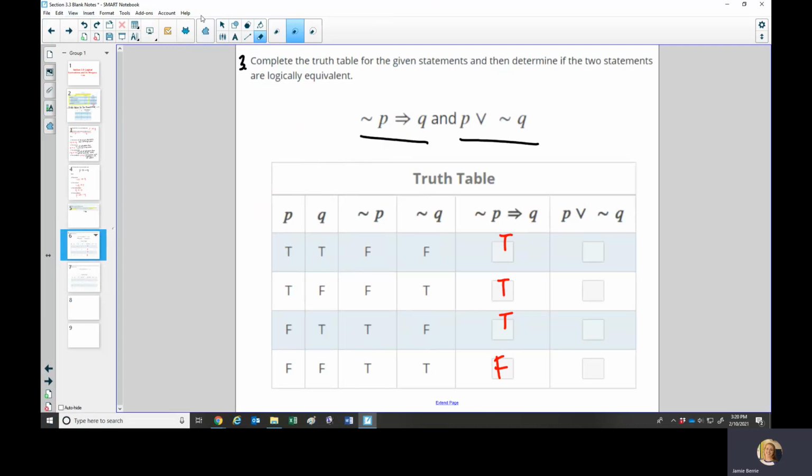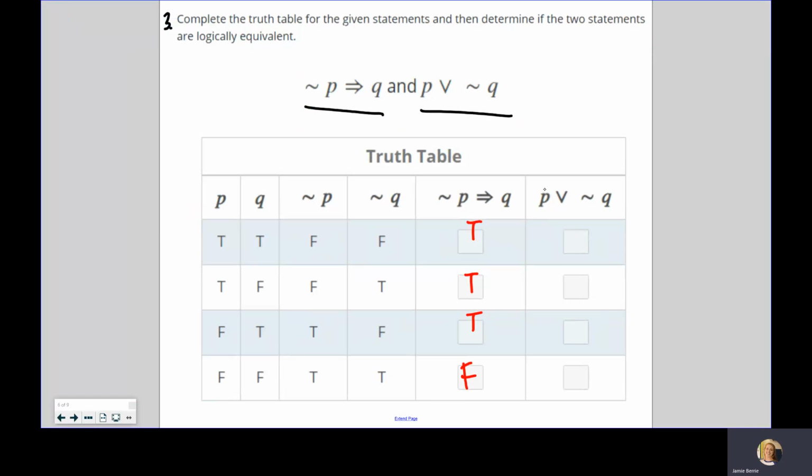All right, so this time we're looking at the columns P and not Q. So P and not Q, so go ahead and block out the columns we're not using.